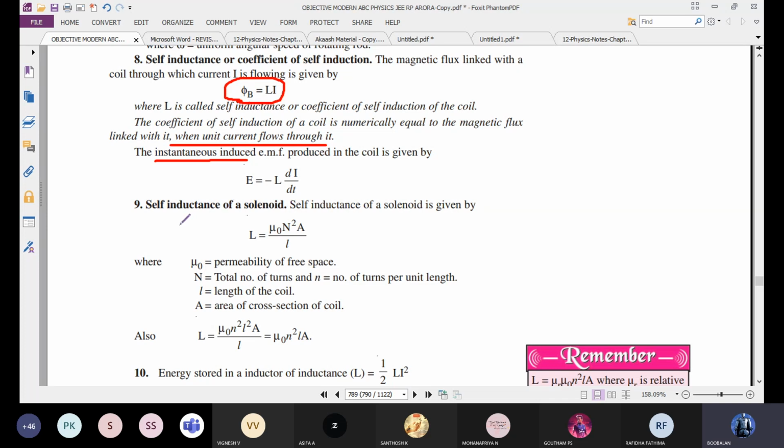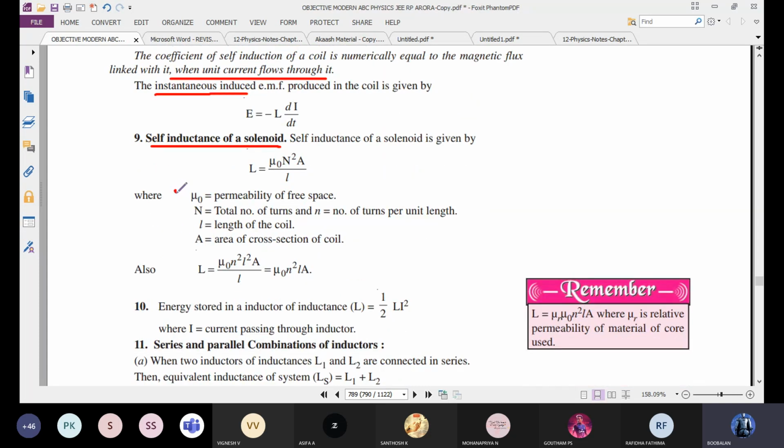After that, the self-inductance of a solenoid. L equals mu naught n square A divided by l. Now you get a full idea of what mu naught and n are. Small n means the number of turns per unit length, that is capital N divided by l. Capital N means the total number of turns. See the difference.